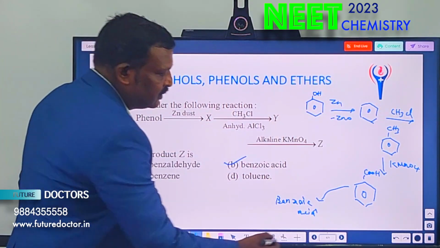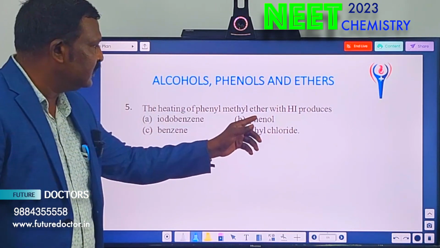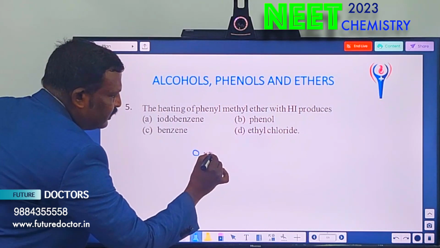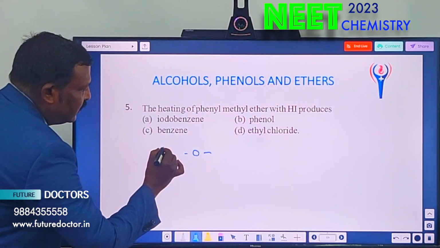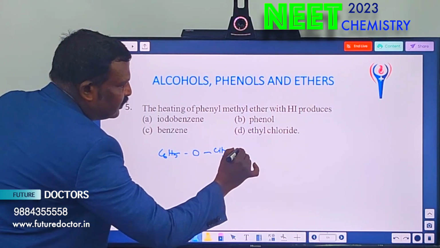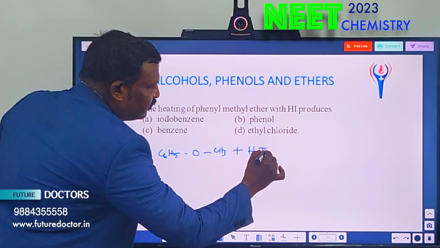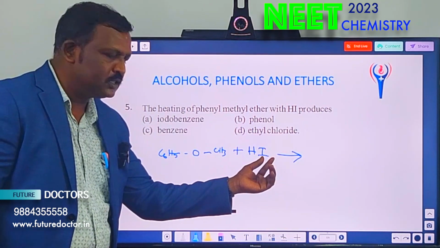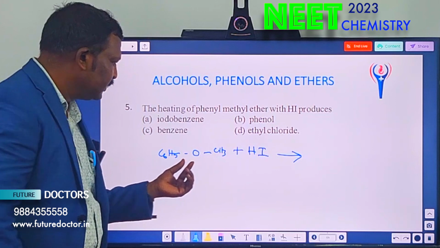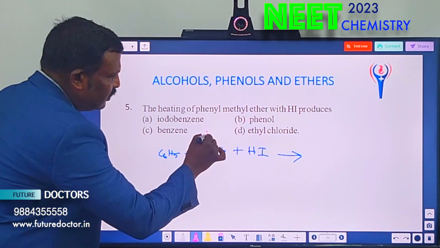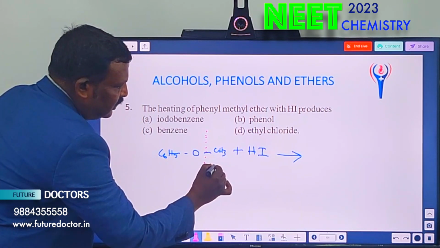You just remember all this. The heating of phenyl methyl ether with HI. Simple one. Phenyl methyl ether: ether means an oxygen bridge will be there, right? One side the phenyl group, C6H5, and on the other side the methyl group. Understood? So when you add HI, iodine always prefers the sp3 carbon. This is called sp3 carbon, this is called sp2 carbon. So it goes only there. Understood?